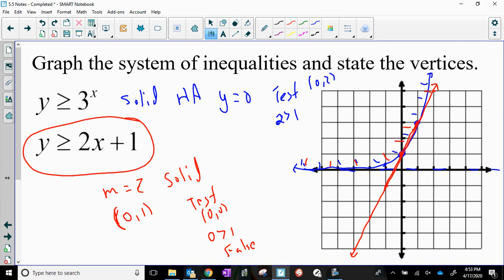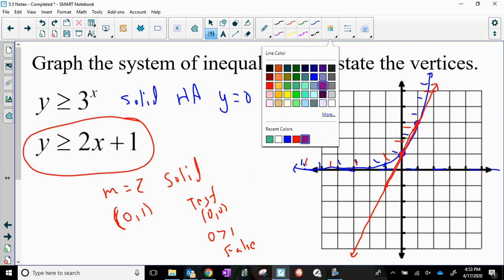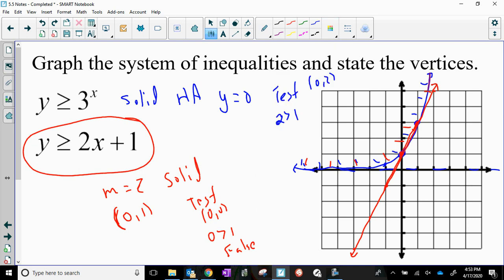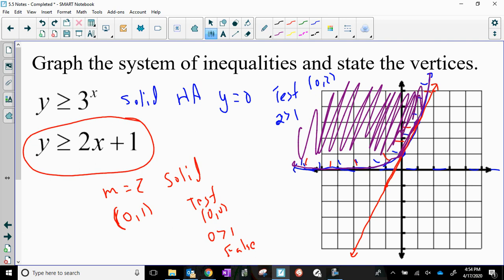So when I graph the intersection, it will be the exponential. We'll hit that point, go straight in a line, hit this point here, and then follow the exponential. And then this will be our region. We have a vertex at (1, 2) and one at (0, 1).